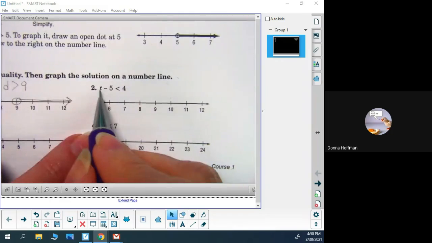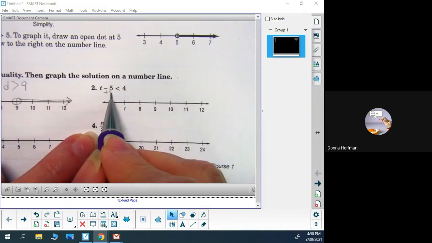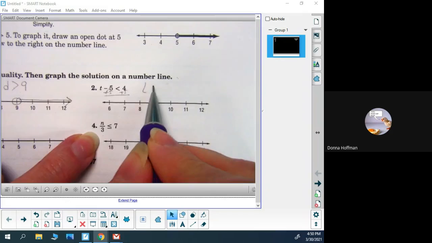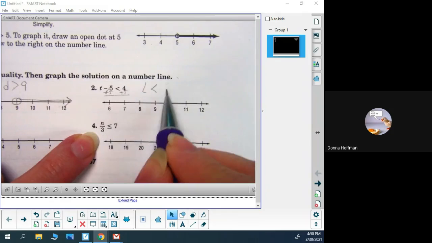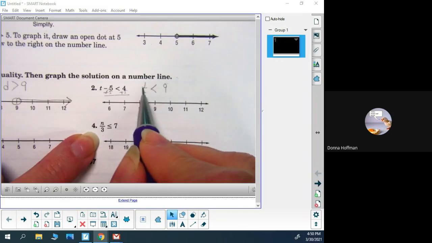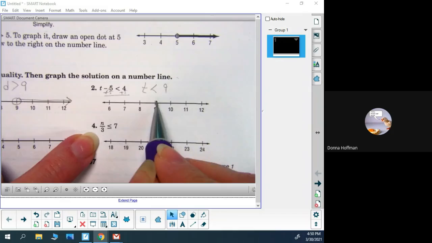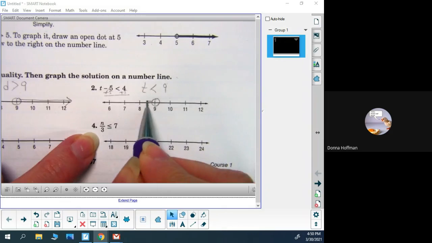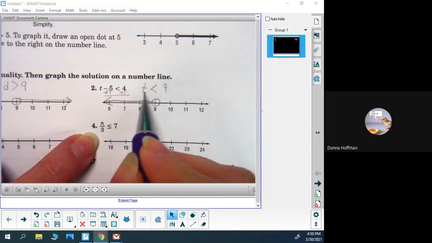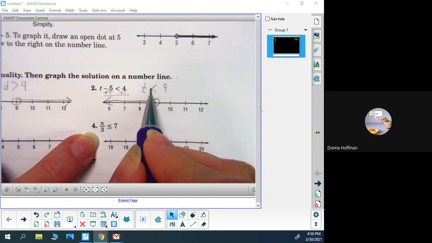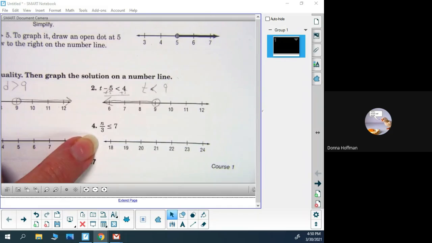Okay, T minus 5, so I add 5 to both sides. So it's T, and then 4 and 5 would be 9. So all numbers that are smaller than 9, open circle again, and then to the left, because those are all numbers that are smaller than 9. Smaller, see, small. Okay.